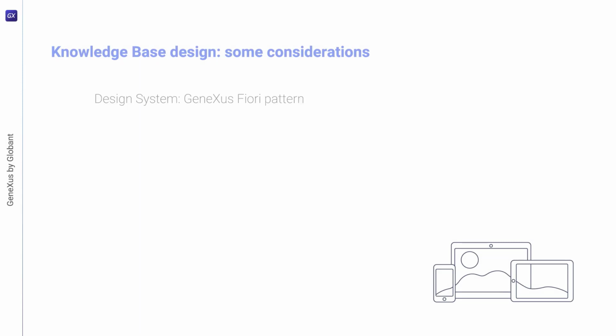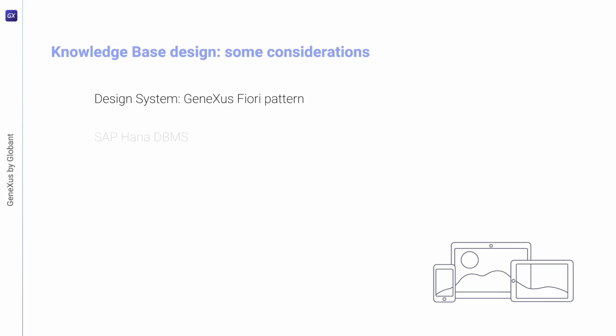First, an important point is the design system to use, because the application must have the same look and feel as SAP ERP. We'll then use the Genexus Fiori pattern, which will not only make the development work easier, but will also provide a product with a similar user experience to that of SAP ERP.